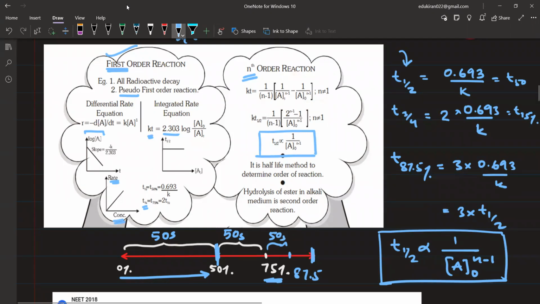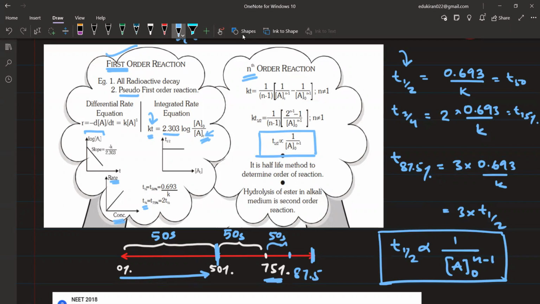AT in the integrated rate equation is the final concentration. This is the final concentration, or the concentration at time t. Understood?